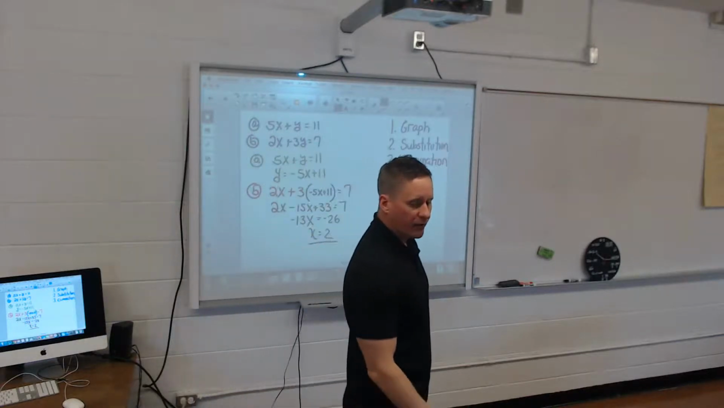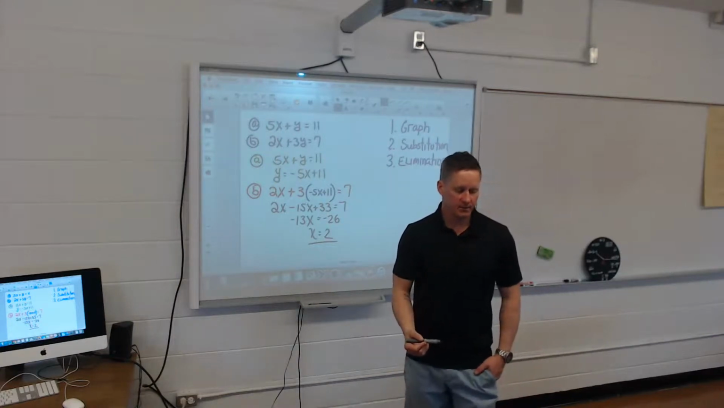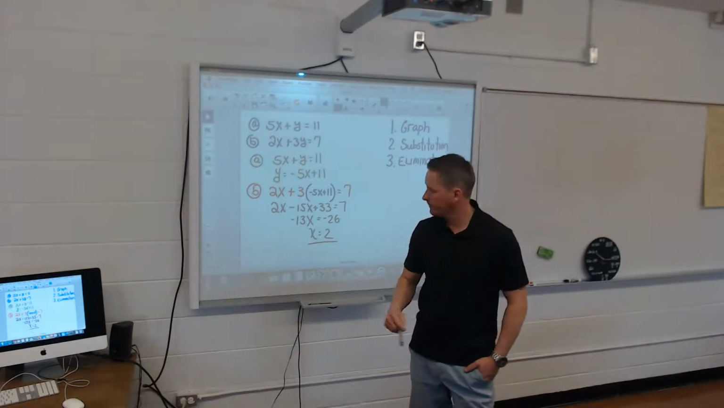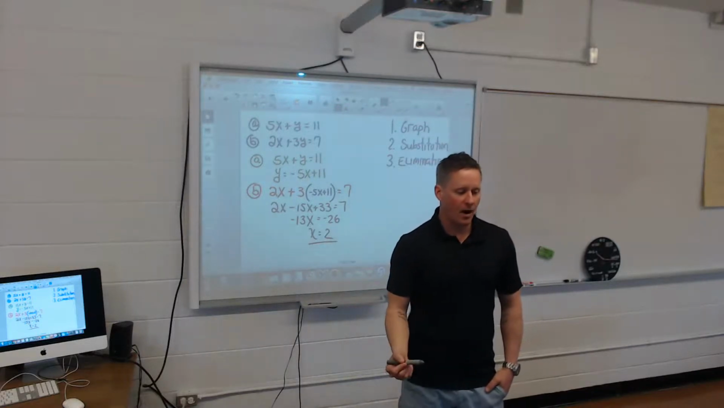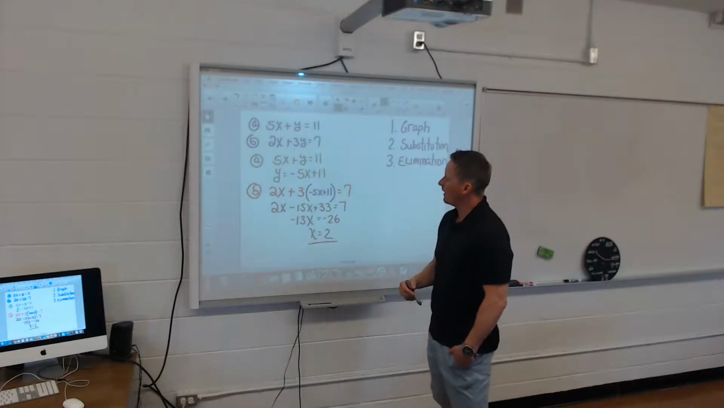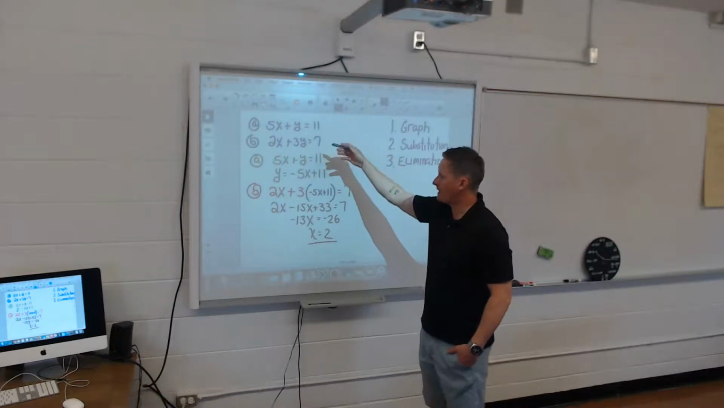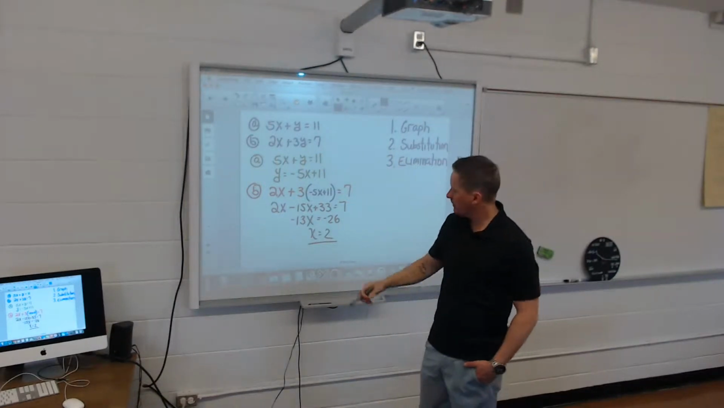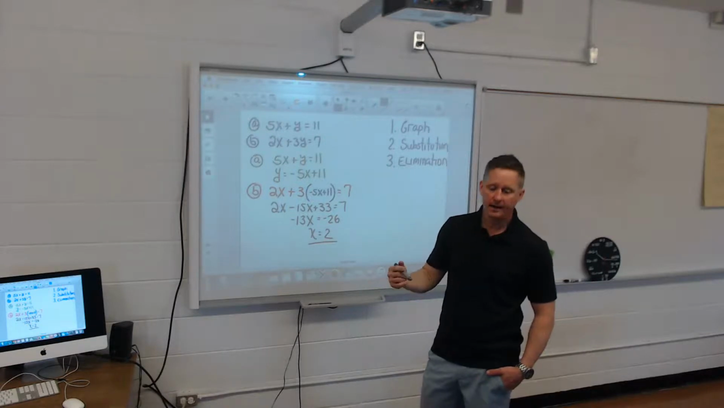So I have now found the x value of the intersection point. I need to find the y value in order to finish the question. So at this point, I can use either equation A or B. It doesn't matter which. I'm going to put 2 in for x, and then solve.